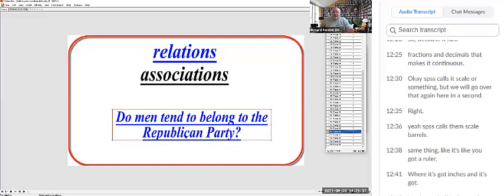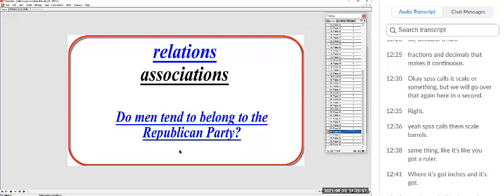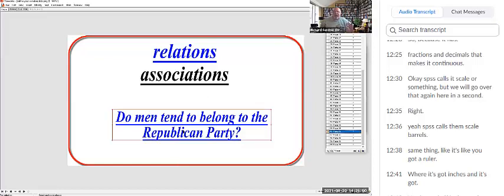The second variable is political affiliation, right? They mentioned the Republican Party, but that's not the only political party, right? You got your Democrats, you got your independents, you got your Green parties, you got your QAnons. Is it a Republican Party? Who cares? But that's two categorical variables, right? Gender and political affiliation. So do men tend to be in the Republican Party? I believe it is male heavy, right?